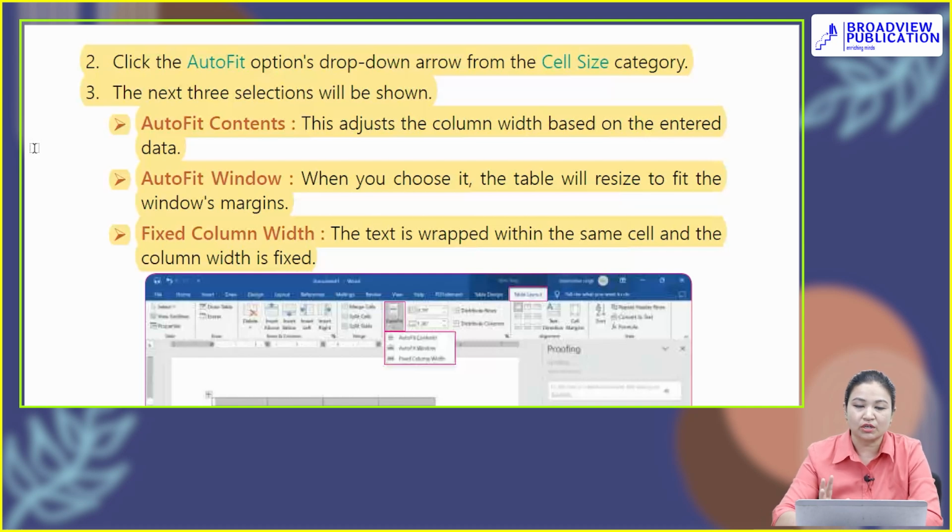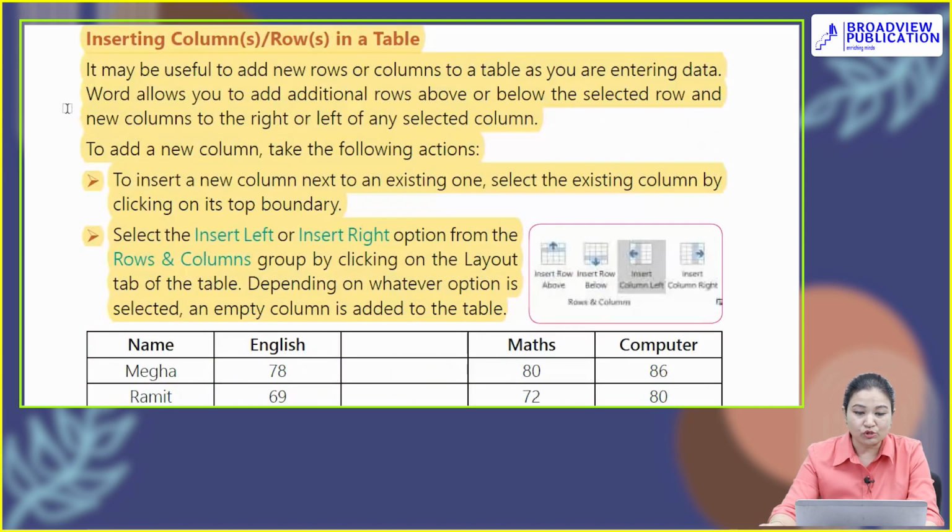So after that, you can click on the auto fit option, which will open with a drop down arrow, and you can select the auto fit contents and auto fit window, and you can fix the column width according to your choice. It may be useful to add new rows or columns to a table as you are entering data. Word allows you to add additional rows above or below the selected row and new columns to the right or left of any selected column.